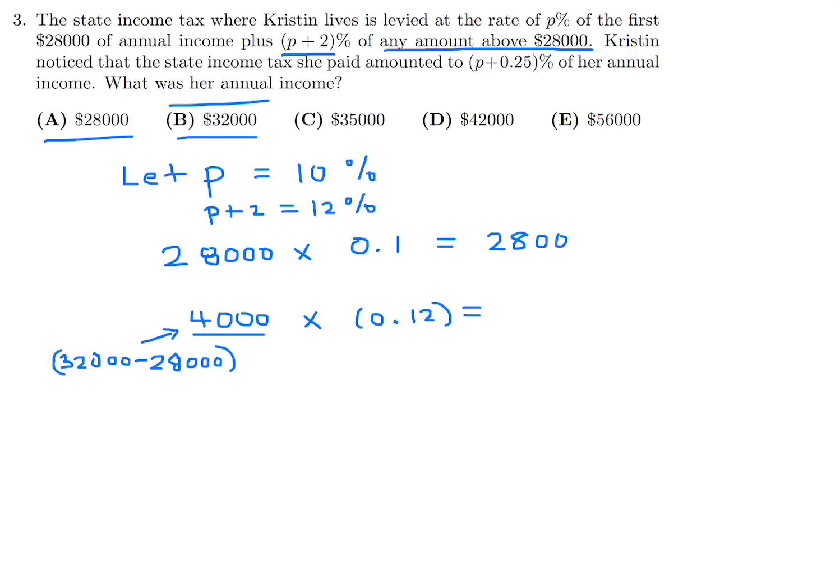So on this amount, she pays 12% tax. So if you do the math there, it's $480. So the total amount she paid was $2,800 plus $480, not $4,800. I'm making her pay more tax than she needs to. So $3,280. That's how much tax she paid total.